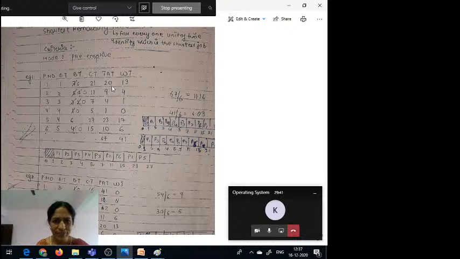Okay. After this, find out the turnaround timings. Turnaround time is how much time the process is in the system, that is, in the ready queue as well as in the CPU. So that total is called turnaround timing. Now for the P1 process, the turnaround timing is completion time minus arrival time, when that process is completed.